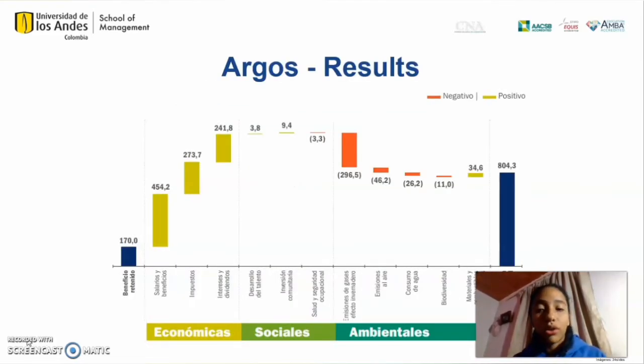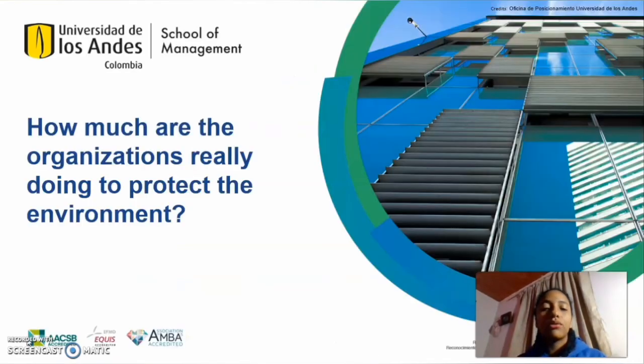The general conclusion of this report was that of the 804 points of the articles assessed, 345 negative points were due to the environmental externalities. Now, this raises the question: how much are the organizations really doing to protect the environment?